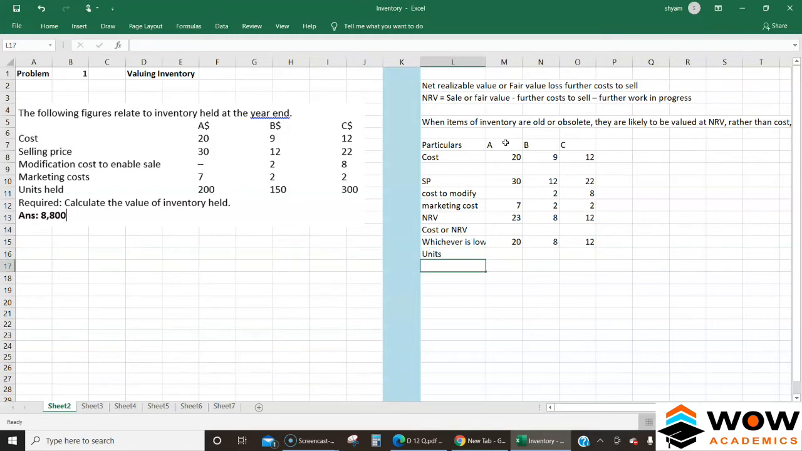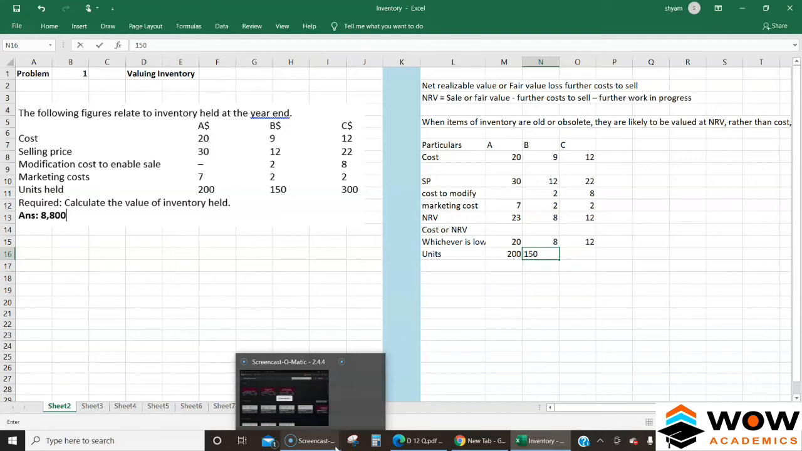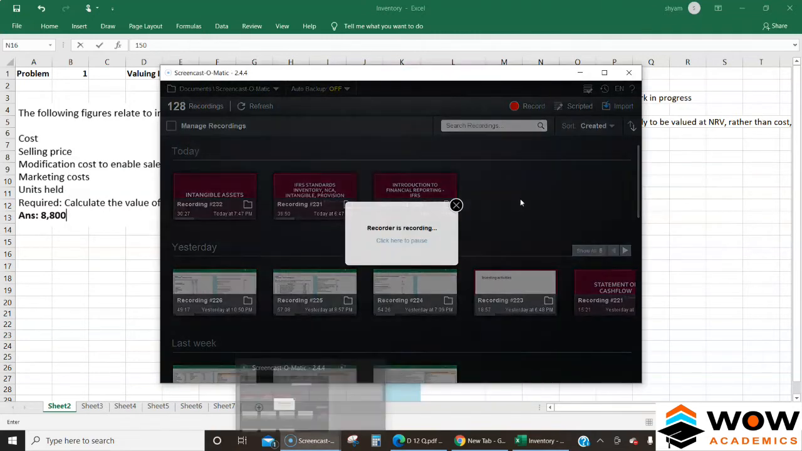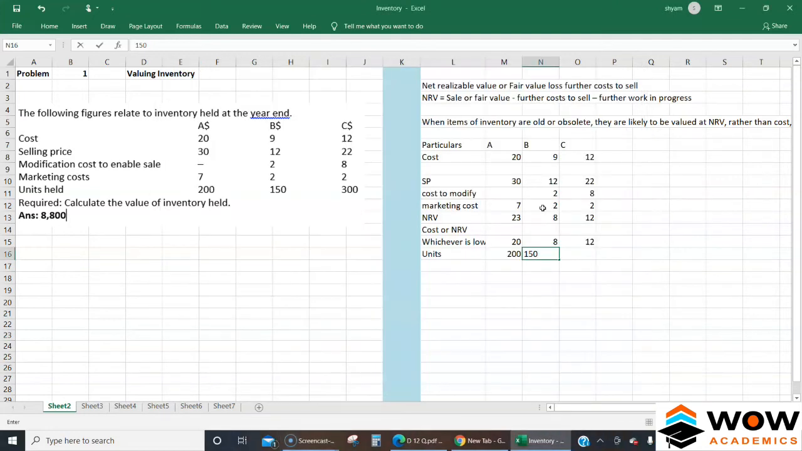So we have to multiply this with units. So units is 200, 150, 150 and 300. So we'll multiply and we'll get the value. So the value would be 20 into 200. So we'll add all, we'll get the value of inventory. So 8800. So I think we got the answer. So that supports this problem.